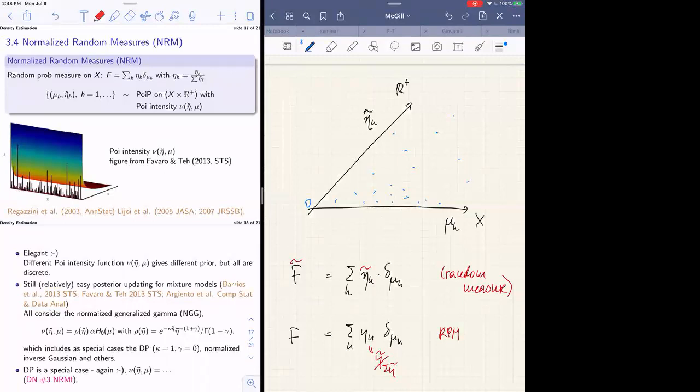So I generate these from a Poisson process. It's an inhomogeneous Poisson process. Otherwise I would have to generate my atoms all over the space, right? It's an inhomogeneous Poisson process. So I need the Poisson intensity. I'll draw here the Poisson intensity. Let's call the Poisson intensity nu. That's just common notation in that literature.